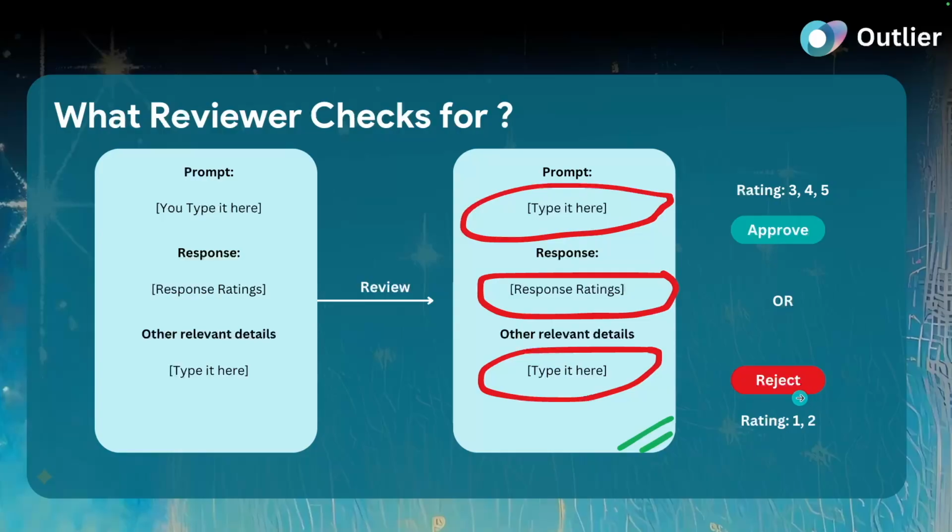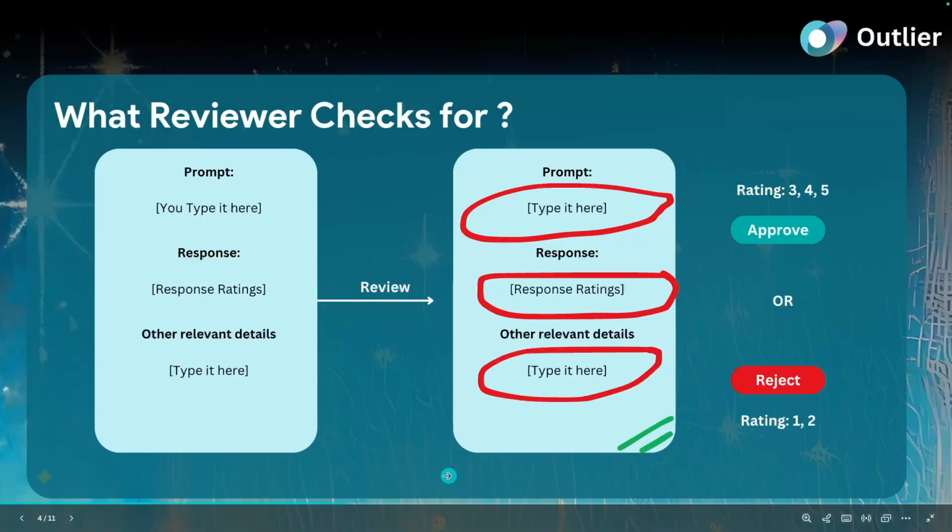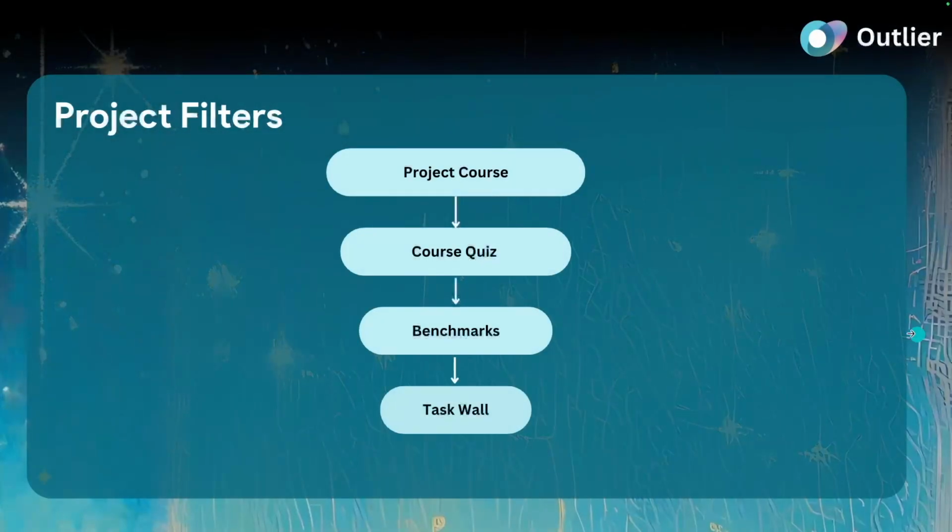This task is then SBQ'd, or sent back to queue, where you can attempt it again and correct it based on the feedback provided by the reviewer. Now, let us discuss the different entry barriers or filters for a project. Any typical project on Outlier will have a combination of these filters. Based on your skill set, once you're assigned a project, you have to clear the project course. After that, you have to pass the course quiz based on the project course. Once you have passed the quiz, you have to attend the benchmark or assessment task for that project.